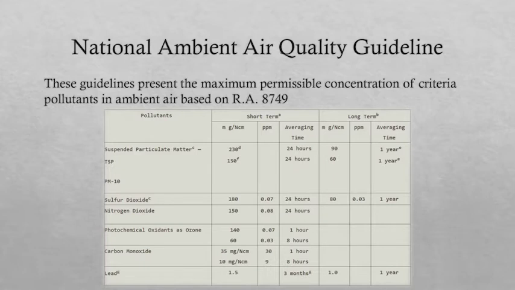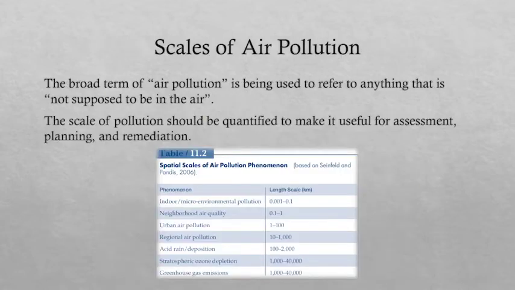Normally, we have different values for long-term and short-term exposure. That's because some of these are acutely toxic while some are chronically toxic. Now, since we are talking of air pollution, we have to define the scales of air pollution. That's because the broad term of air pollution is being used to refer to anything that is not supposed to be in the air. However, we need to quantify the scale of pollution to make it useful for assessments, planning, and remediation. Is it a small scale pollution or a large scale pollution?